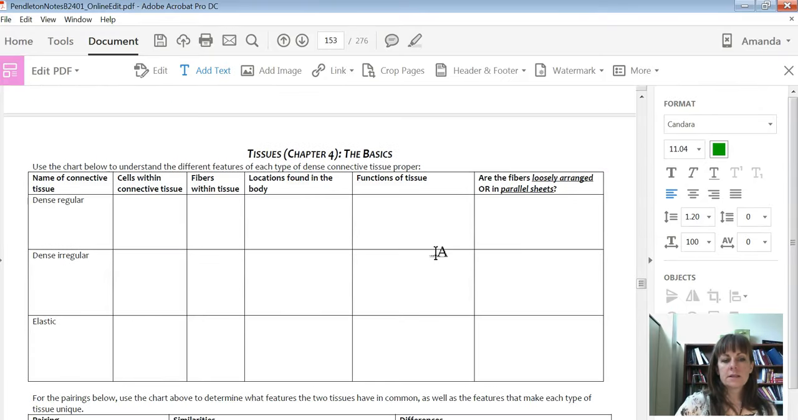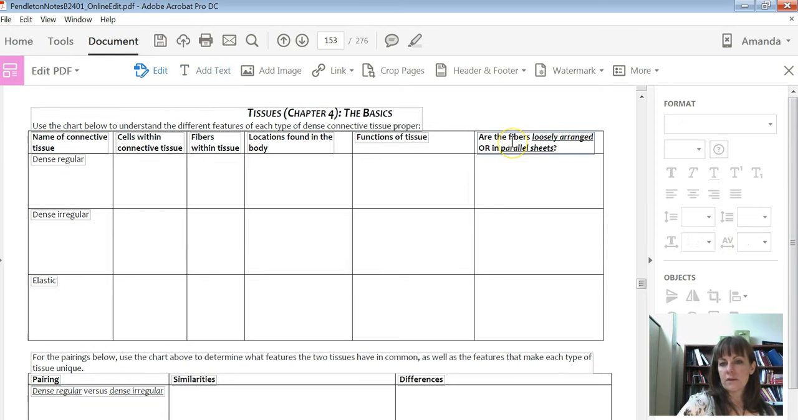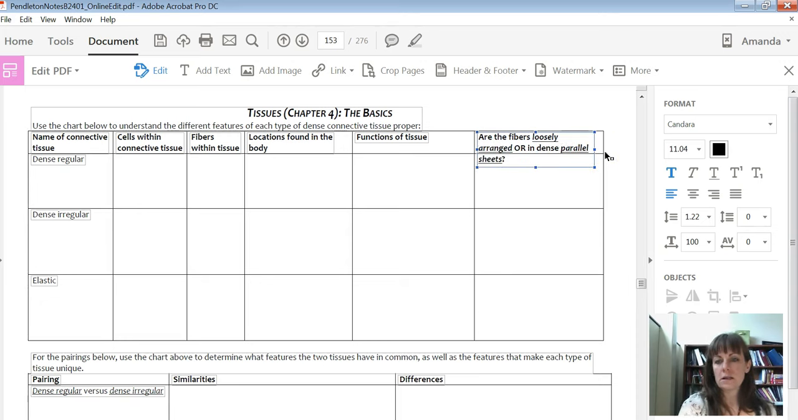Okay. Then the next thing we want to go to is dense tissues. Again, this means that, and I think this part needs to be reworded here, so I would reword this instead of saying are the fibers loosely arranged or in, I would say in dense parallel sheets or dense non-parallel sheets. So we really need more choices there for that.